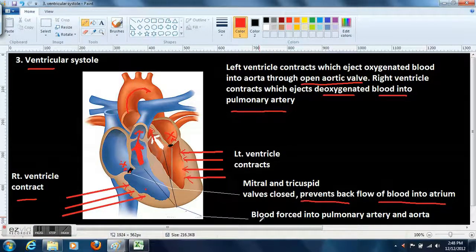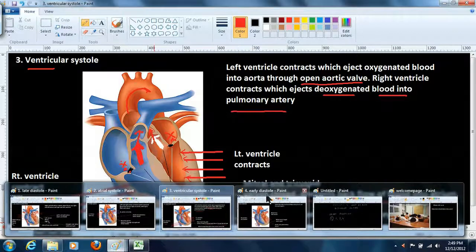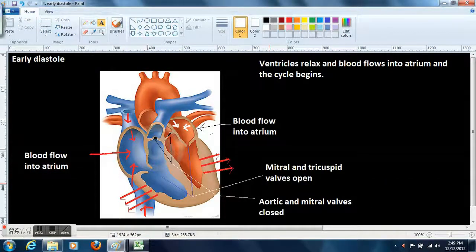So this is the last step of the, no, this is the third step. Okay, so one more step is remaining. So the third step is ventricular systole. The ventricles contract and blood is forced into the pulmonary artery and aorta.